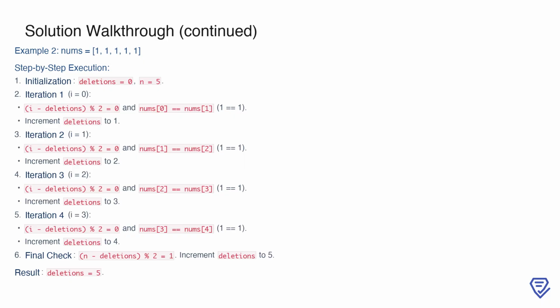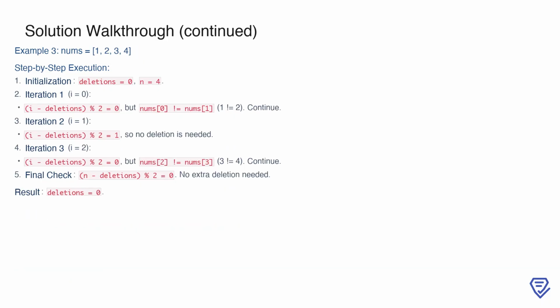After the loop, we check the remaining array length, n minus deletions. Here, it equals 1, which is odd, so we make one final deletion to balance it, resulting in deletions equaling 5. This ensures the array satisfies the alternating condition.